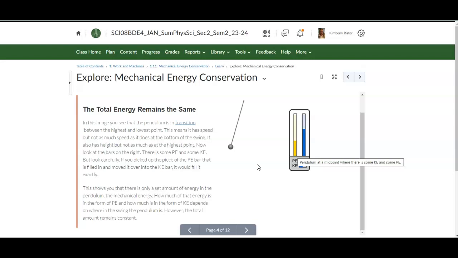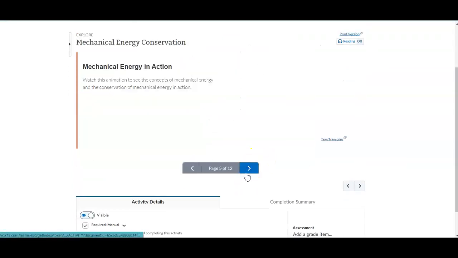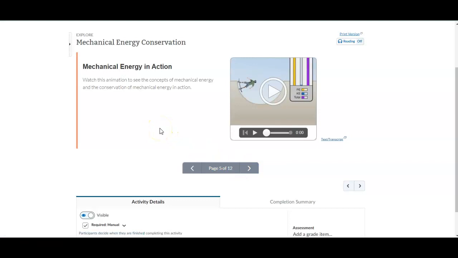There is a set amount of energy in this movement of the pendulum, and that's its mechanical energy. Because remember, we defined that as the sum of kinetic and potential energy. So how much energy is in the form of PE and how much is in the form of KE just depends on where it is in the swing. So the total amount remains constant. So, mechanical energy in action. Watch this animation to see the concepts of mechanical energy and the conservation of mechanical energy in action.